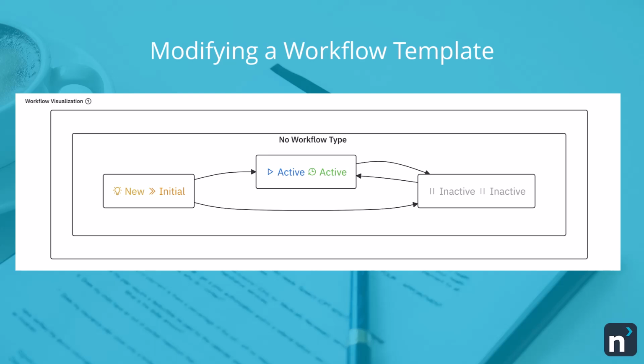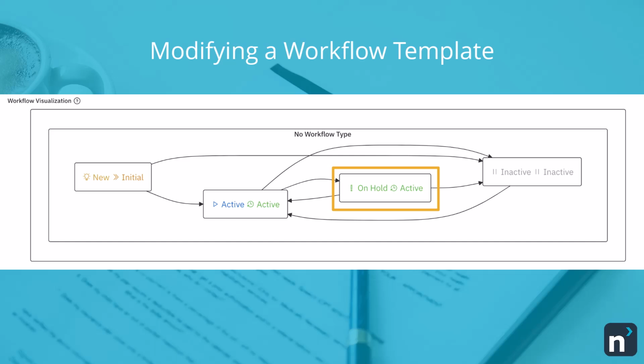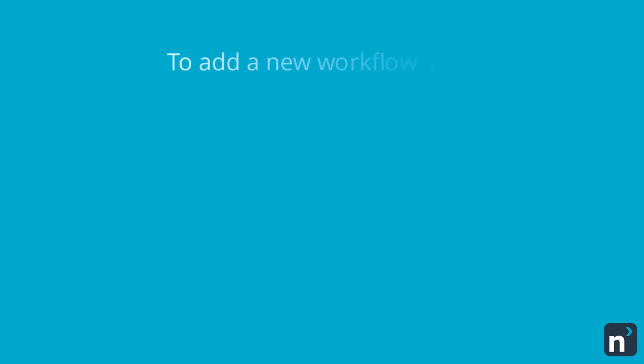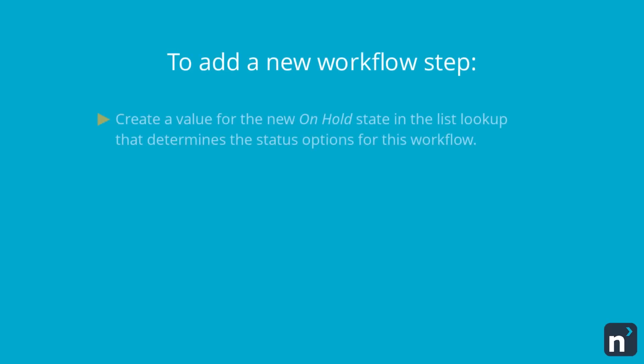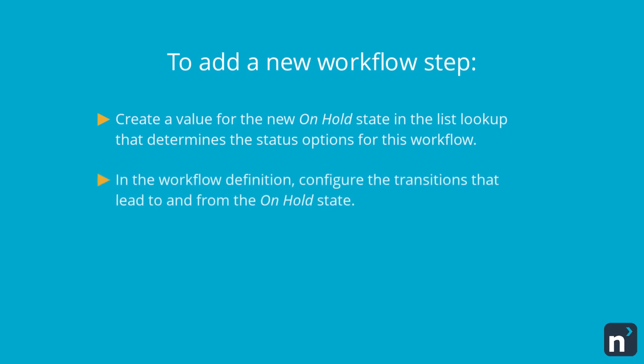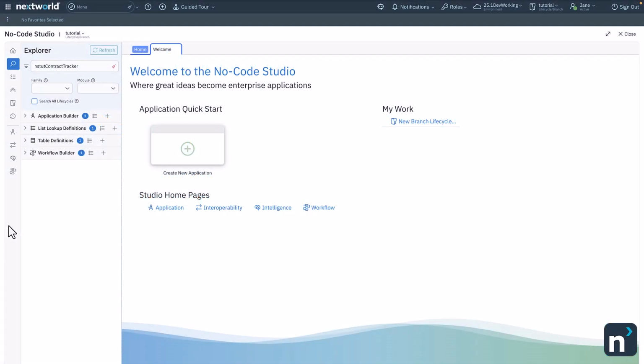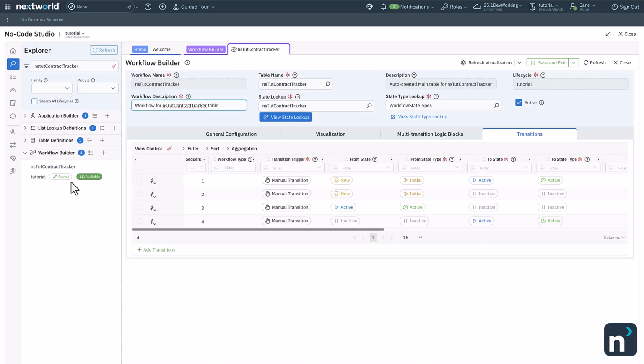Nextworld No-Code Studio provides the ability to modify template workflows, such as adding additional workflow steps. We'll add a new workflow step, on hold, to the application we just created. To add another workflow step, we will create a value for the new on hold state in the list lookup that determines the status options for this workflow. In the workflow definition, configure the transitions that lead to and from the on-hold state, and regenerate the application so the changes take effect.